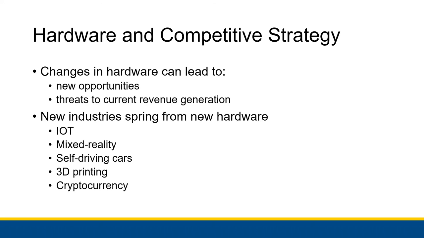And these are industries that the textbook identified as new industries that kind of sprang up from changes in hardware. Internet of Things sprang up from processors getting cheaper and cheaper. If you've ever heard of the Raspberry Pi, this single board computer that actually lets you run a whole computing environment off of this tiny circuit board the size of a credit card, Internet of Things was able to take advantage of technology like that, the fact that we can get relatively powerful computers in a very small form factor. Mixed reality, self-driving cars, 3D printing, cryptocurrency all took advantage of changes in hardware. These were all industries that were able to come because of these changes in hardware.